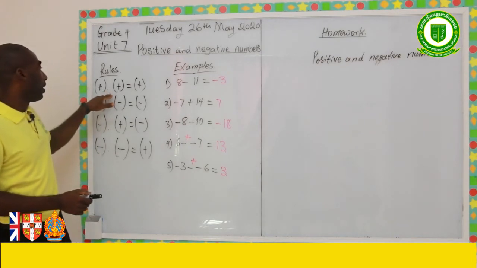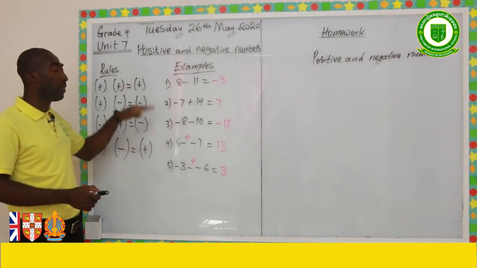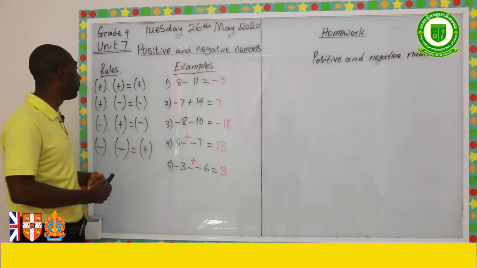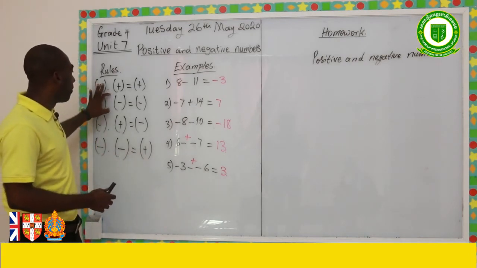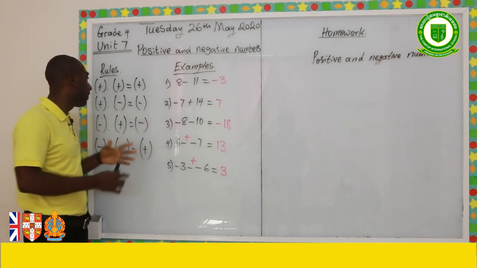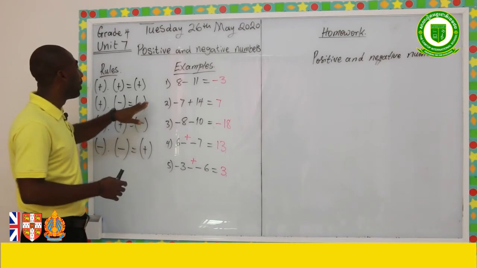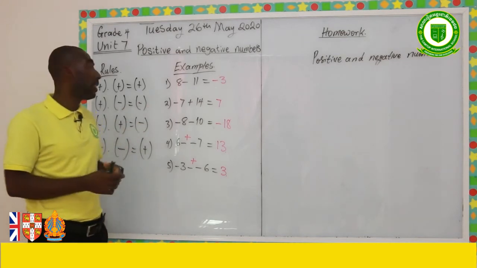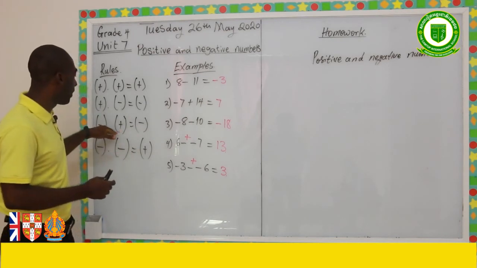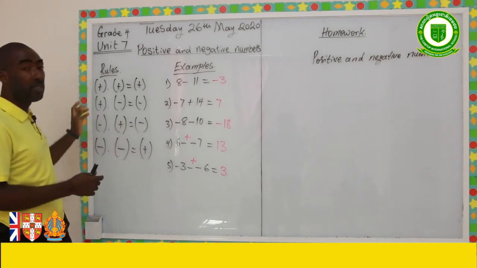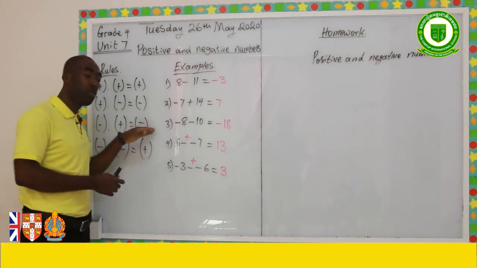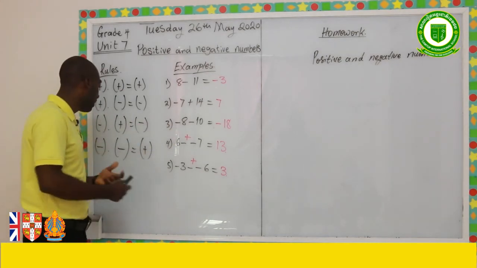So our first rule says that when you have two positive numbers, it means your answer is going to be a positive number. Our second rule also says that when you have a negative and a positive sign coming together, you would have a negative answer. The third rule says if your negative is also at the left hand side and you have a positive at the right hand side, you're going to have a negative answer.